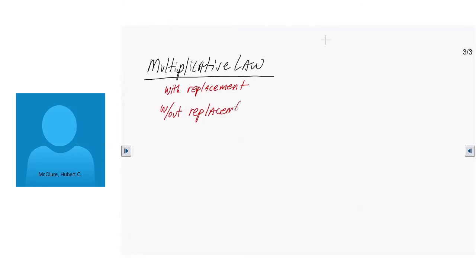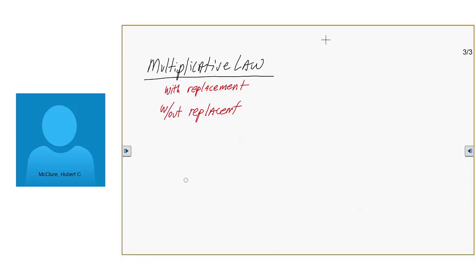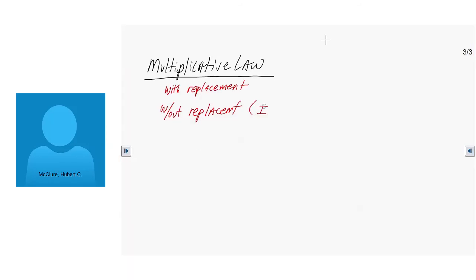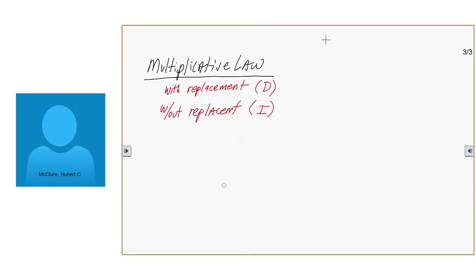Now, they give you a word, independent, dependent. Miss Grant, do you remember which one's which? Out of 103? No, the independent is without replacement. Okay. And the dependent is with replacement. All right, now I'll give you a definition of that here in just a minute.